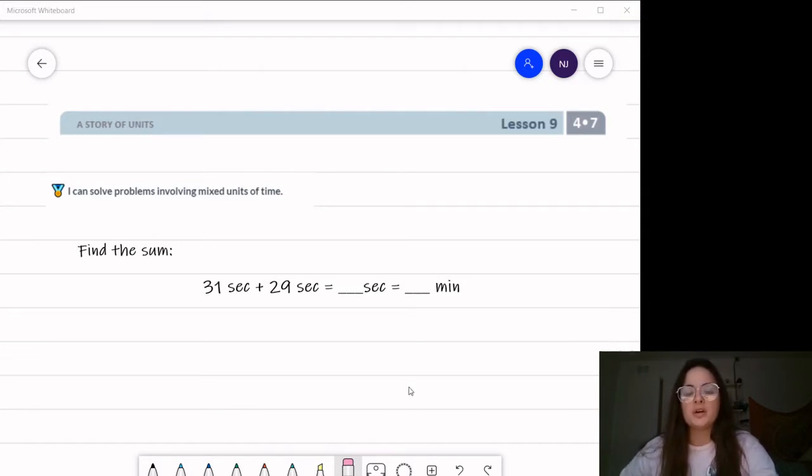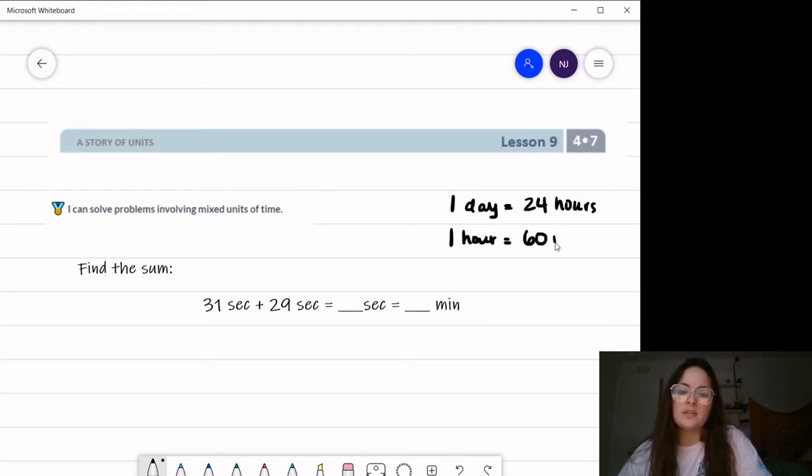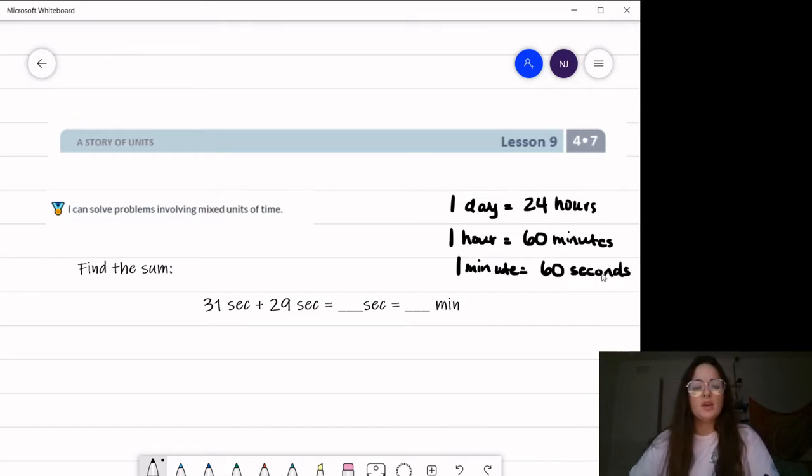So to jog our memories as to what units we talked about in this lesson, we talked about days and how in one day there are 24 hours. We talked about how in 1 hour there are 60 minutes. And we talked about how in 1 minute there are 60 seconds.